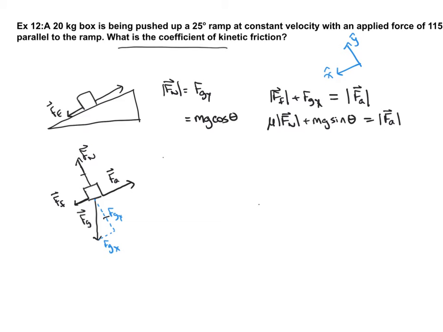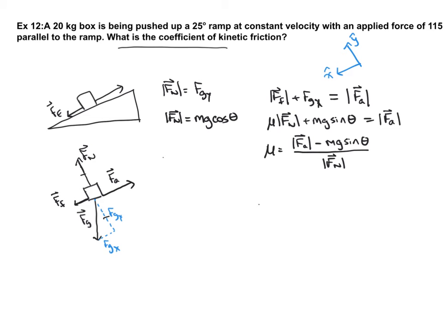Okay, so what's going to happen is we'll isolate for mu, and that's going to look like, so F applied force, subtract the mg sine theta, that's the first step in rearranging the equation, and then divide everything by the normal force. That'll get mu isolated.